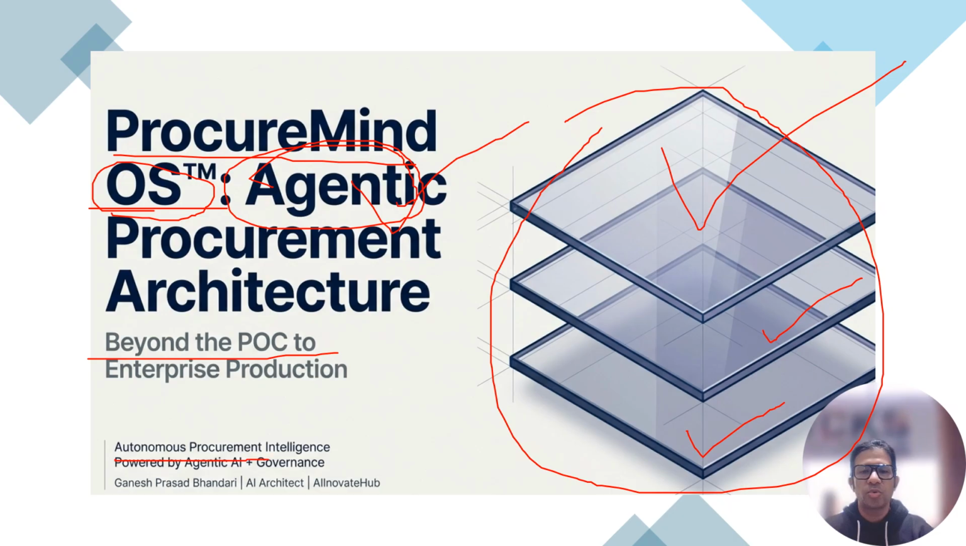It is autonomous procurement intelligence, meaning it continuously monitors risk, pricing, and supplier context and helps teams make decisions faster. And governance is the key word. The AI is powerful, but governance is what makes it deployable.